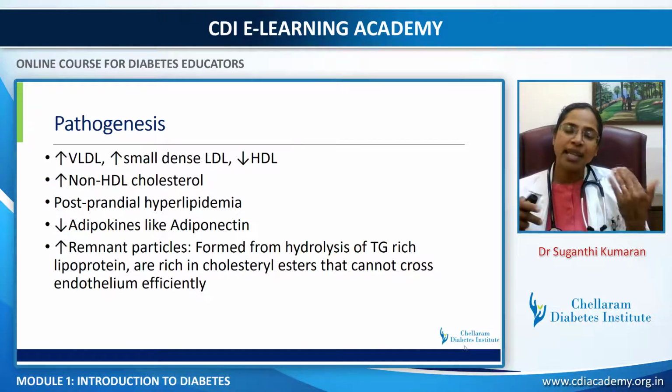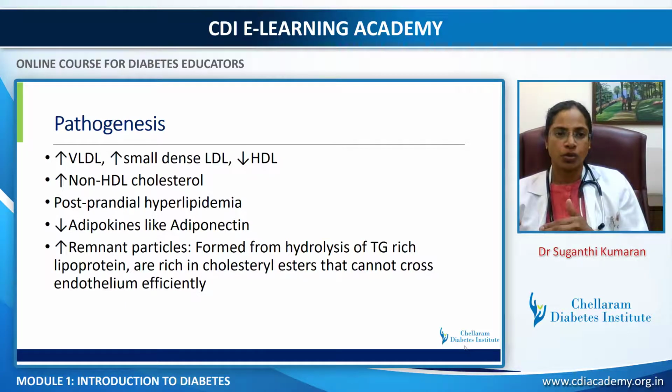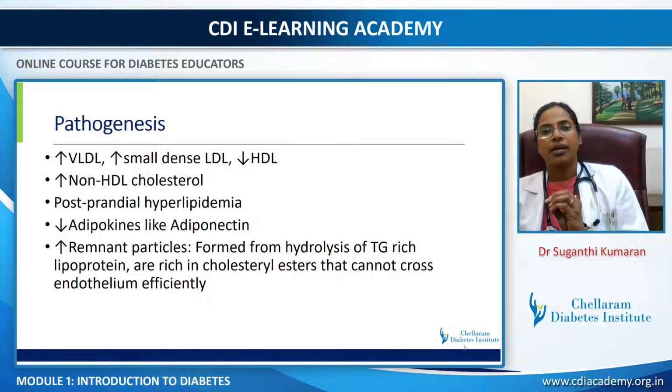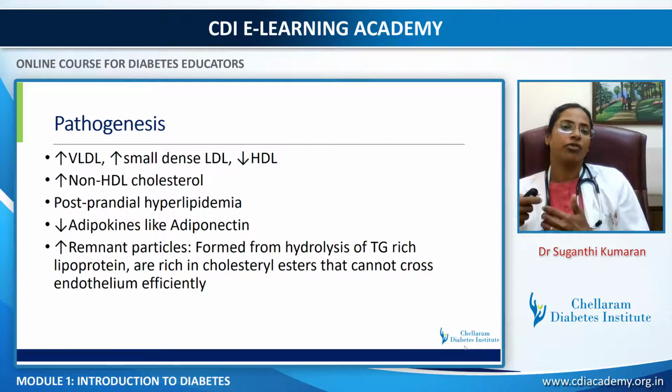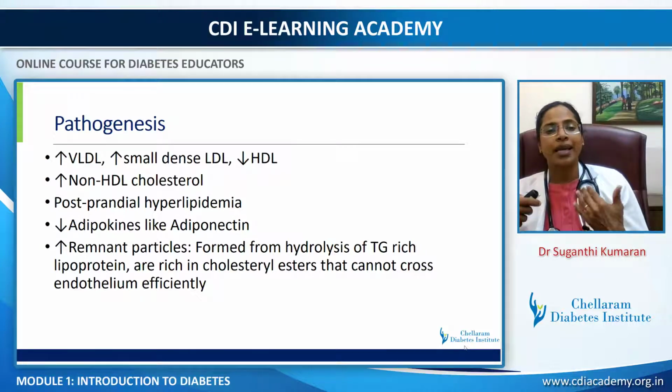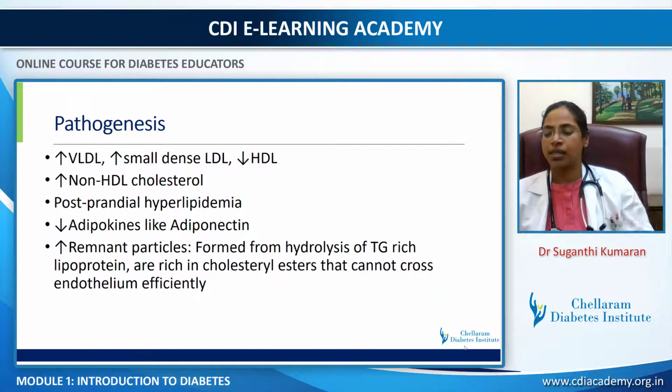This together culminates in elevation of non-HDL cholesterol. Especially in postprandial hyperlipidemia, the patients are more prone to atherogenesis. There is a decreased amount of protective adipokines like adiponectin. Also, there are more remnant particles formed from hydrolysis of triglyceride-rich lipoprotein. They are rich in cholesterol ester, therefore they are very atherogenic. They cannot cross the endothelium efficiently, so they end up depositing as plaques.